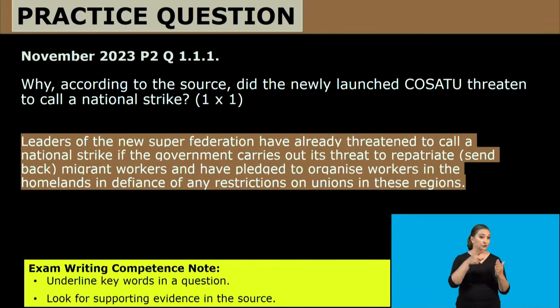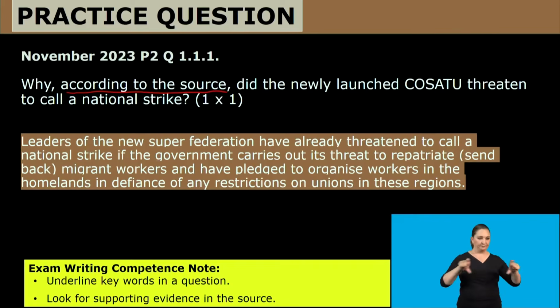This question reads, why according to the source? Please make sure that it is according to the source, not according to your own knowledge, not according to you, but according to the source. Did the newly launched COSATU threaten to call a national strike?